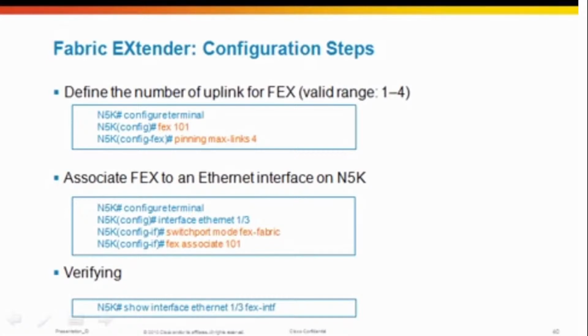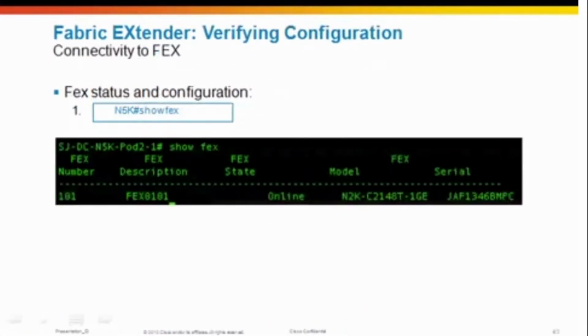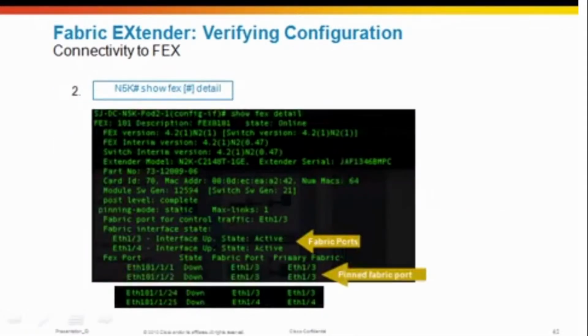A few commands to help you verify your configuration. Show FEX will tell you the FEX number, the description, the serial number, and the state of it. The show FEX detail will tell you more about your FEX, and you will see the fabric ports that are connected to the FEX and the pinned fabric ports, whether they're pinned in a port channel or if it's static pinning. So if you're using port channel, obviously the primary fabric will say port channel.